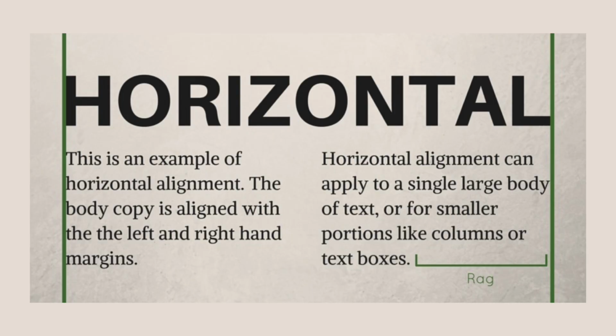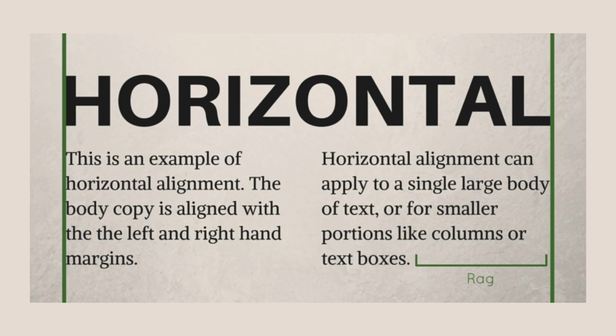Horizontal, this is an example of horizontal alignment. If something is horizontally aligned, that means that either the left or right, or even sometimes both, margins are going to be equal. Horizontal alignment can apply across an entire page or in columns. Horizontally aligned items can be flush with the left or right margins. Just remember to keep an eye on rag.